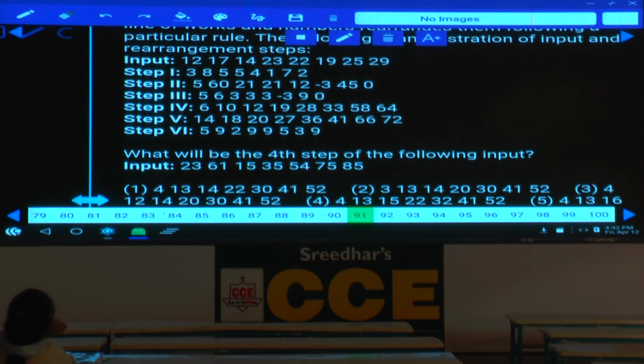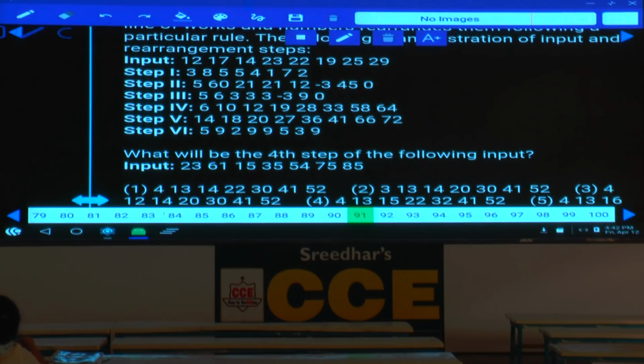Input to step 1. What is the logic here? Now 1 plus 2. What are the digits in 12? 1 and 2. 1 plus 2 is 3. And 1 plus 7 is 8. 1 plus 4 is 5. 2 plus 3 is 5. 2 plus 2 is 4. 1 plus 9 is 10. Again in 10, 1 and 0 are the digits, so 1 plus 0 is 1. And 2 plus 5 is 7. And 2 plus 9 is 11, 1 plus 1 is 2. Done with this? The sum of the digits is added to the number, and the sum of the digits of the number is written in step 1.